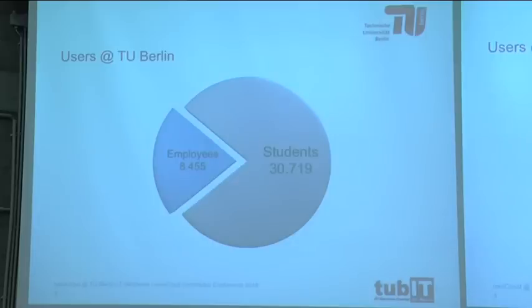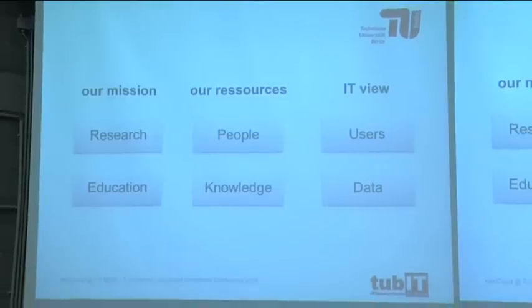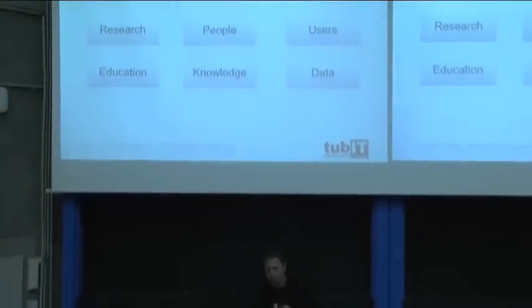Let us go back a little bit and look at what the mission of a university is. The main points we have to achieve are to do good research and to do education. And what do you need to provide this? You have to have two resources: the people and the knowledge. From my IT point of view, the people are users, and the knowledge is stored in data.